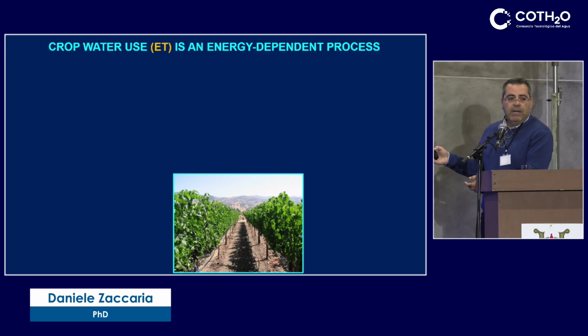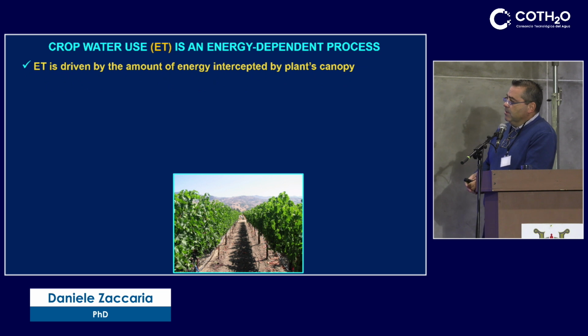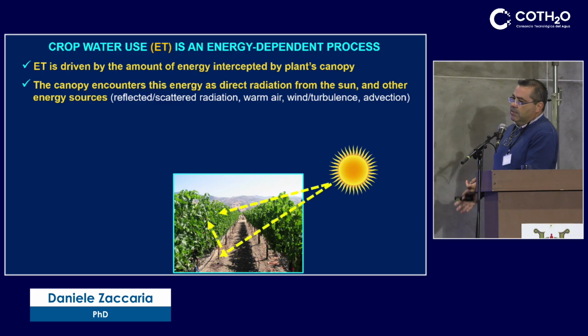First of all, as you might all know or get to know in this workshop, evapotranspiration is an energy-dependent process. And so the ET, or evapotranspiration of the plant, is driven by the amount of energy that the plant intercepts, okay? So the canopy intercepts radiation from direct solar radiation, as you can see in this sketch here, but also there are indirect sources, which are the reflected and scattered radiation. So there's an additional amount of energy that the plant might intercept.